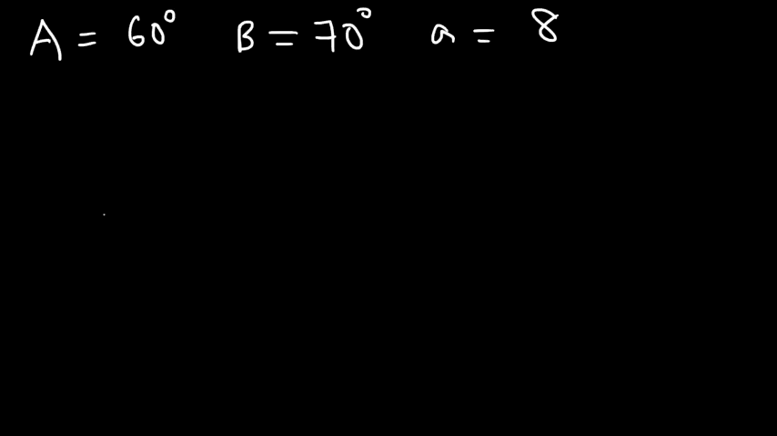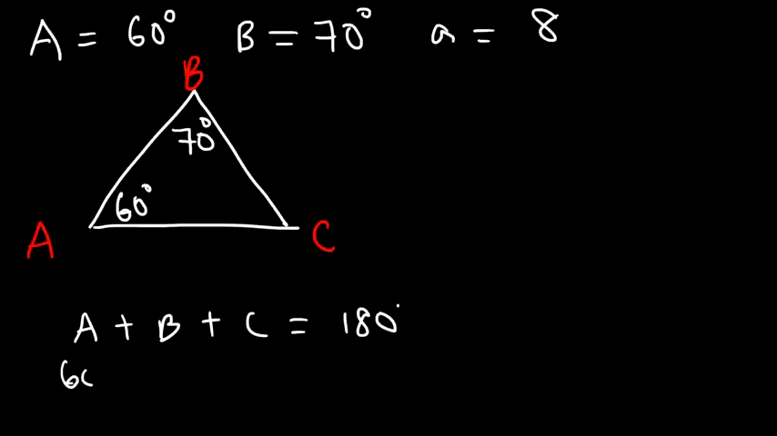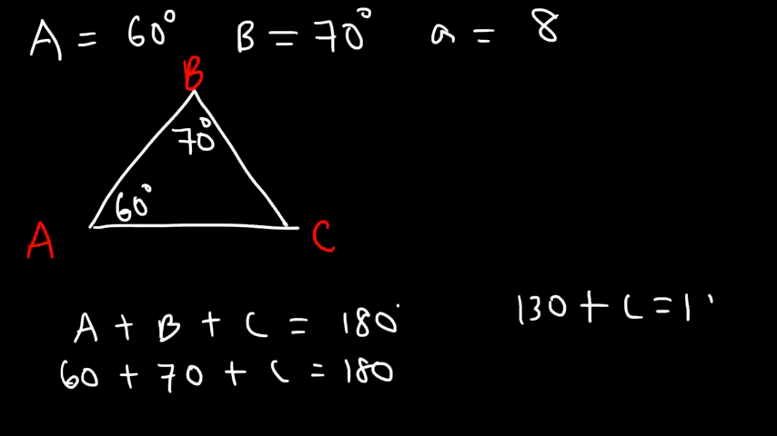The first thing I would do is draw a picture. So let's label this as angle A, B, and C. We have the value of angle A. It's 60 degrees. And angle B is 70. To find angle C, we know that A plus B plus C has to add up to 180. So A is 60, B is 70. Let's find the missing value. 60 plus 70 is 130. And 180 minus 130 is 50. So the missing angle is 50 degrees. So that's angle C.